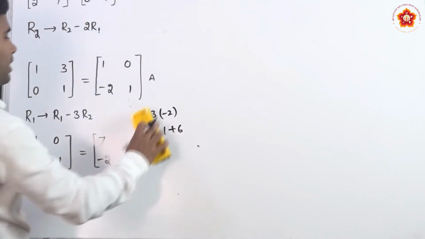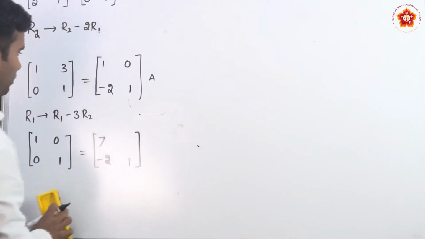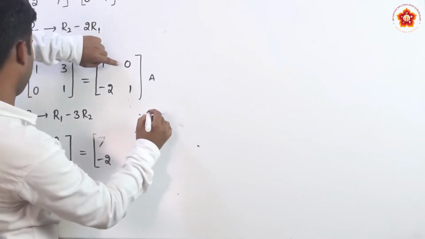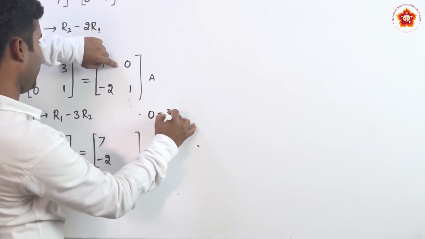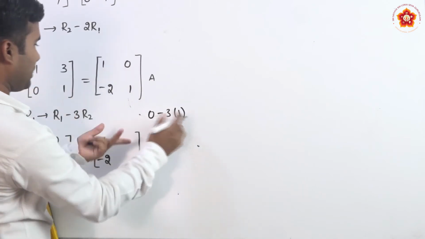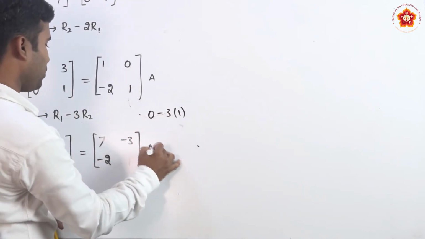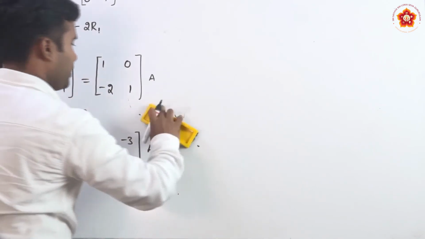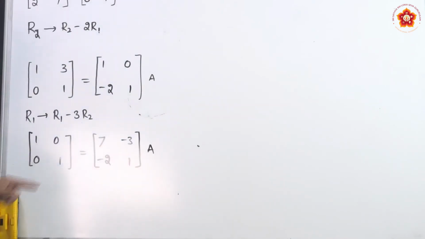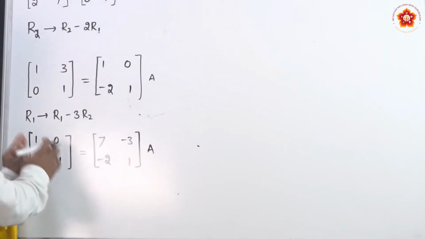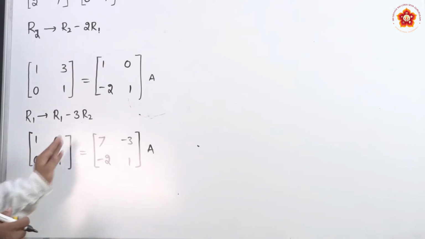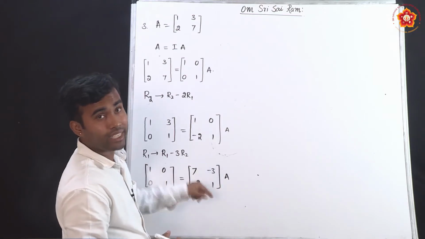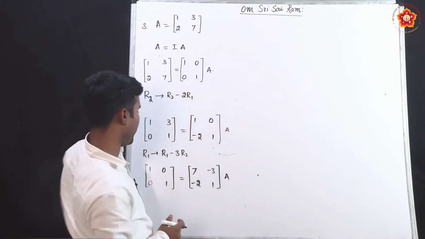And what about this element? R1 is 0, minus 3 times R2 is 1. So, what is that? Minus 3 into A. Look at the LHS. The LHS is 1 0 and 0 1, which is the identity matrix, and this becomes I equal to B times A, where B is the inverse matrix of A.